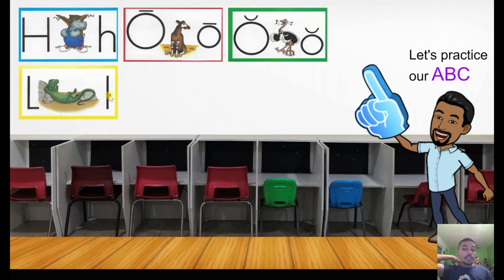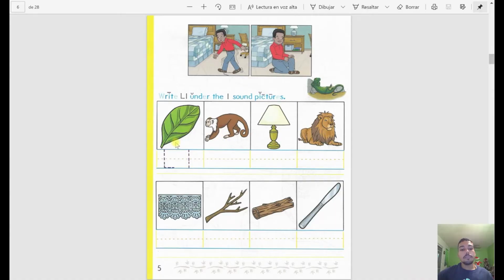Okay, now that we finished the review of the ABC to practice it, now we're going to the pages that we have for today, right? Let's go. And here we are at the first page that we have to do today. It's page number 5 of the book, number 1008, ¿verdad? The word building, página 5.